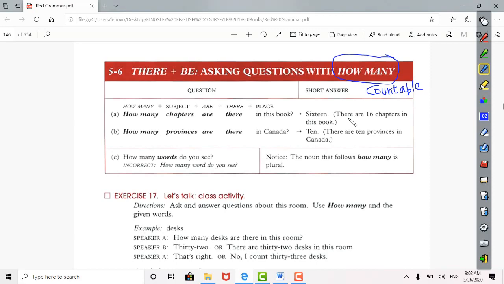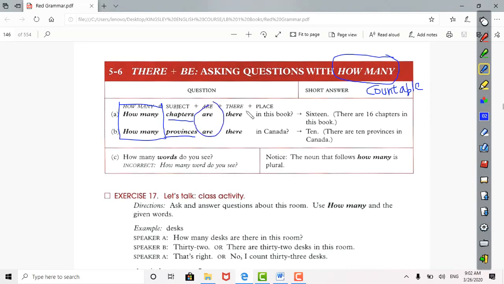You can count it. So, saya ingatkan sekali lagi, please remember that we use how many with a countable subject, and then it should be plural. Makanya di sini ditulis how many chapters pakai s, how many provinces pakai s, dan semuanya pakai to be are.